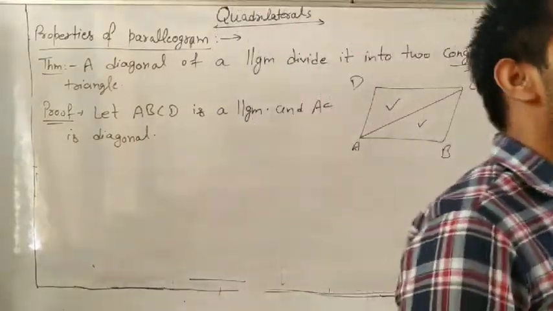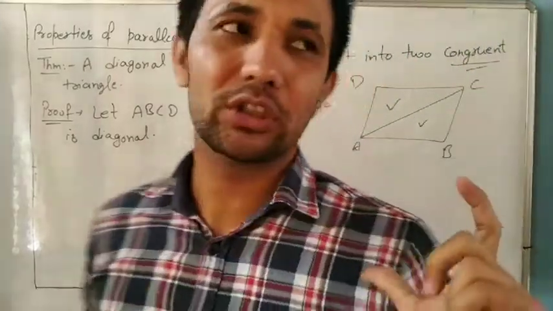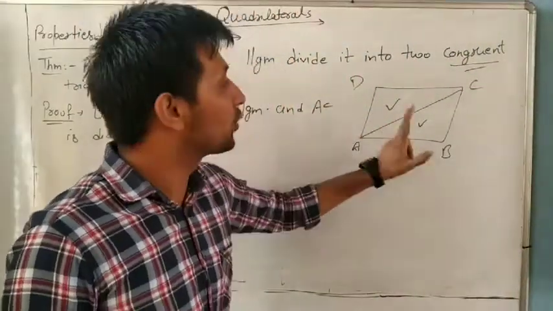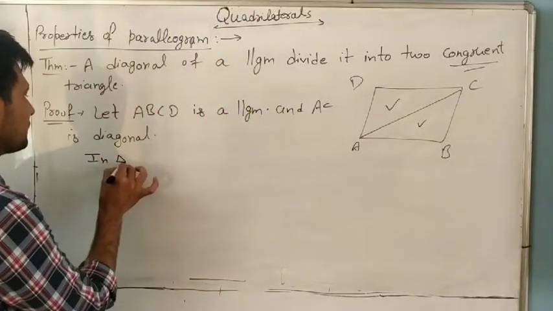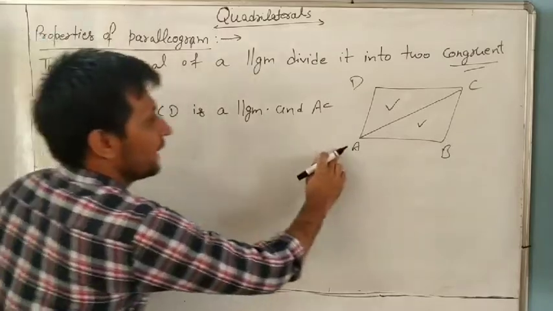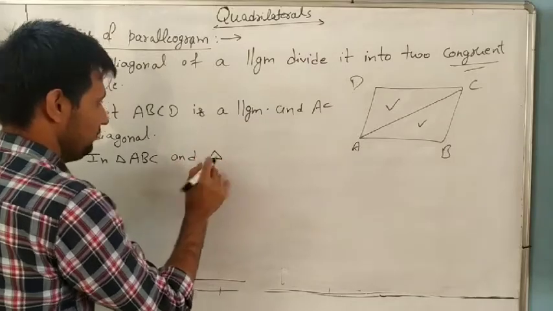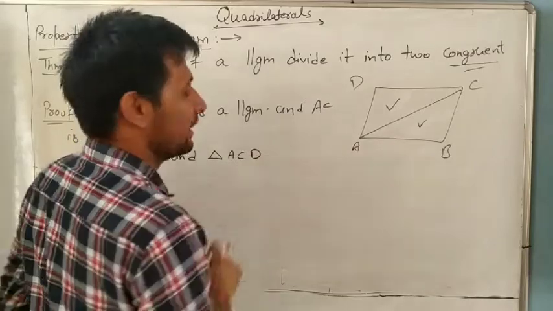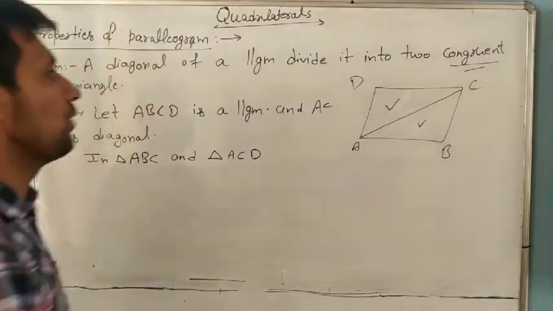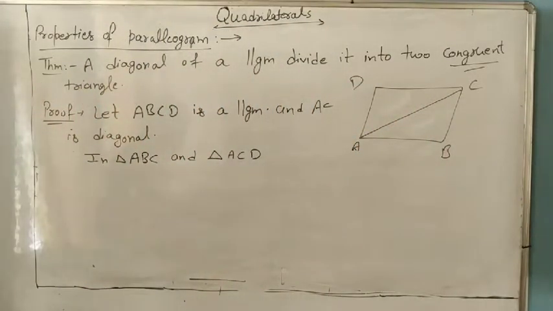If we want to prove that two triangles are congruent, we will take both triangles. Which triangles do we want to prove congruent? So write, in triangle ABC and triangle ACD. Now how will we prove that these are congruent? Understand it? So prove it.